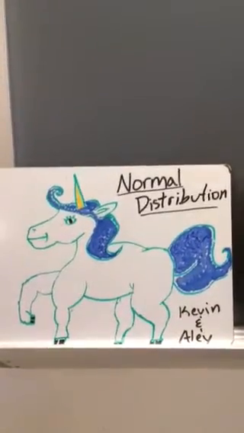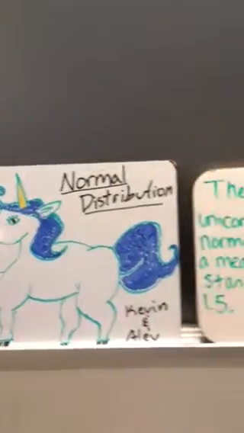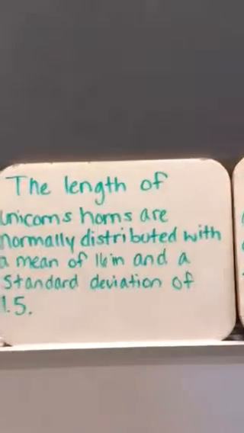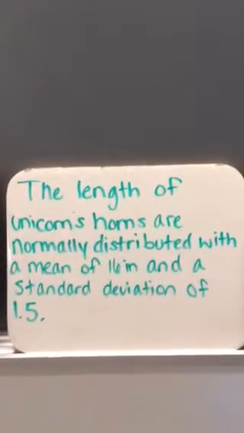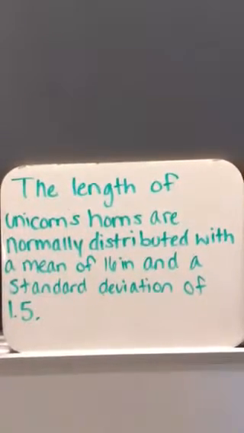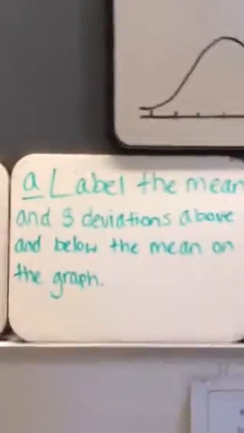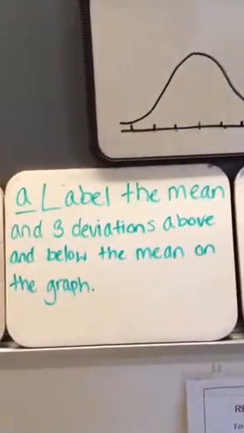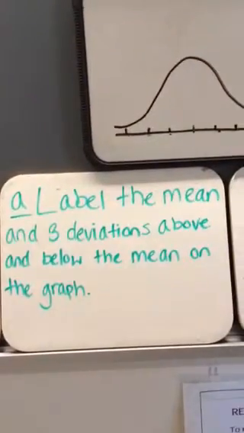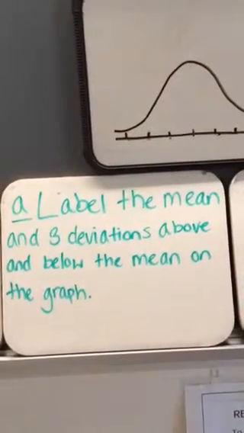This is Allie and Kevin to talk about normal distribution. The length of unicorns' horns are normally distributed with a mean of 16 inches and a standard deviation of 1.5 inches. The first thing we're going to ask you to do is to label the mean and 3 deviations above and below the mean on the graph.